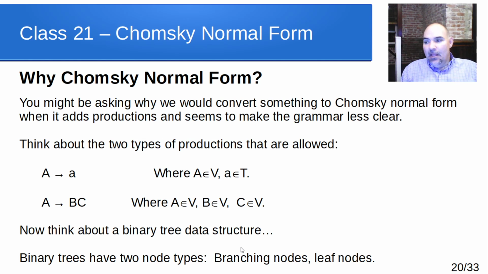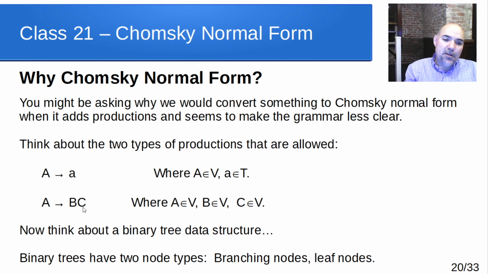The answer to why we're doing that is to think about the two types of productions. It's either a variable producing a terminal that ends things, or it's a variable that branches into two different variables. So if you think about a binary tree structure for storing things in memory, binary trees have two types of nodes. They have a branching node that has a left pointer and a right pointer, or a left branch and a right branch, or they are at the end, a leaf node, where it's just a piece of data at the leaf. And notice that this perfectly fits that. This variable producing a terminal, that's a leaf.